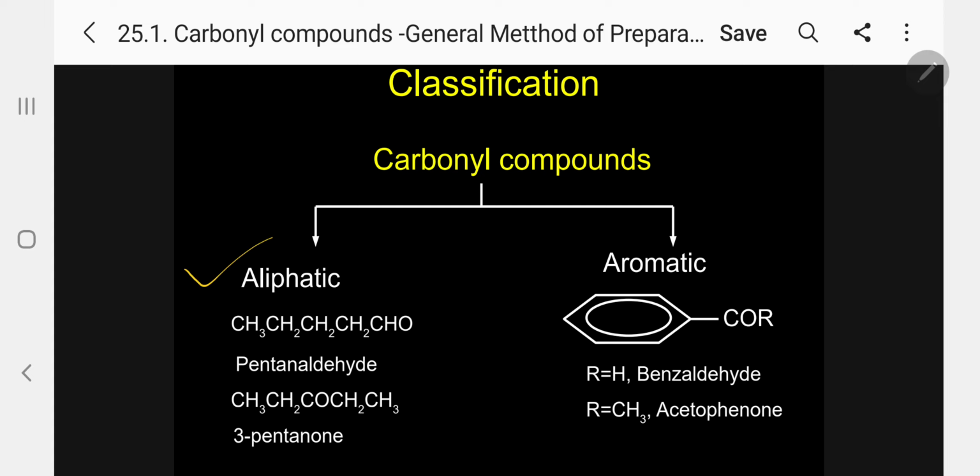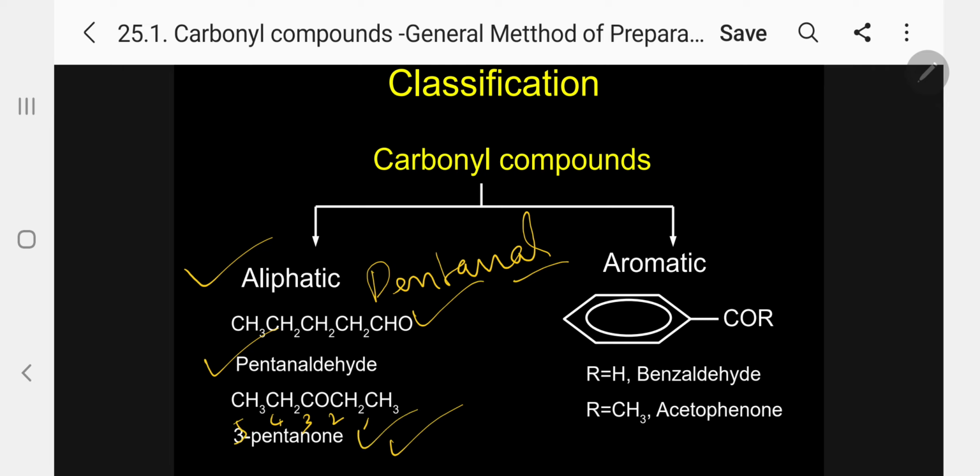Aliphatic, aldehyde example I am giving containing 5 carbon atoms. So pentaldehyde. Please follow. Pentanaldehyde is the common name, or I can simply say pentanal, IUPAC name pentanal. Suppose it is a ketone with the same 5 carbon atoms, I can give an example. The numbering is 1, 2, 3, 4, 5. So it is the third carbon atom, 3-pentanone.